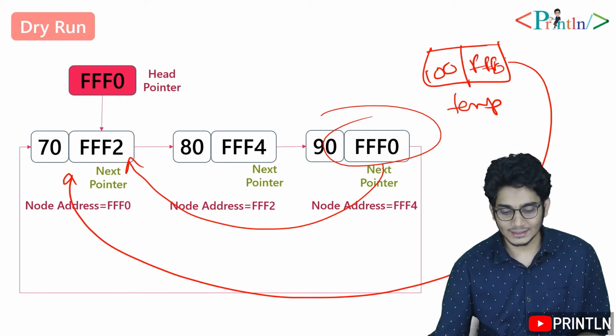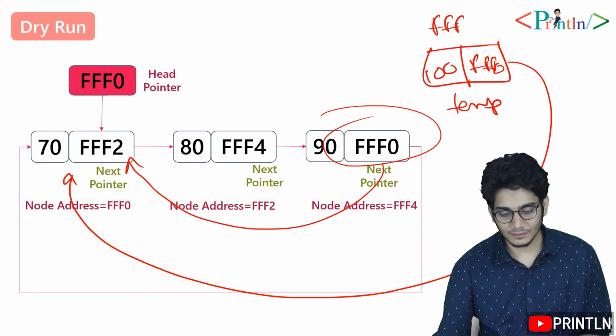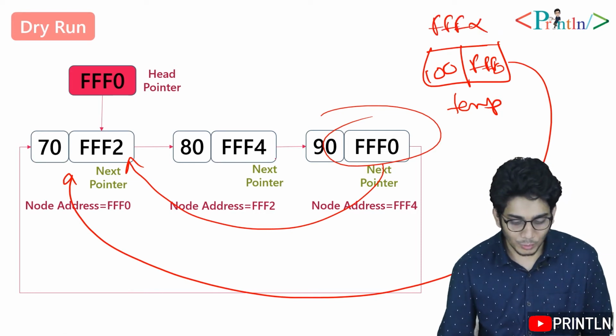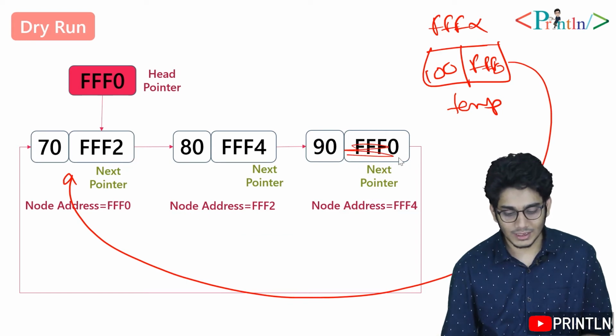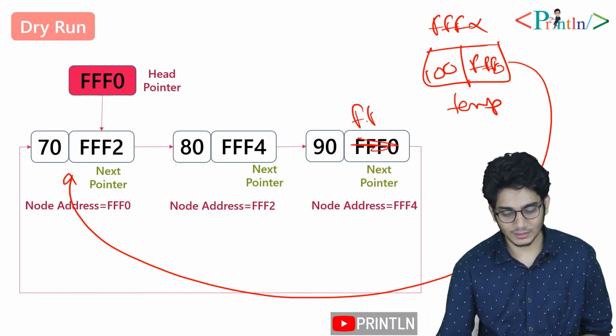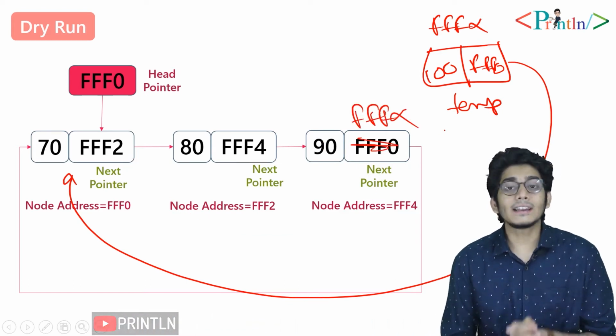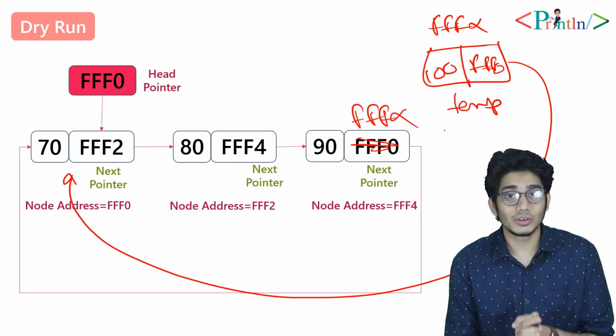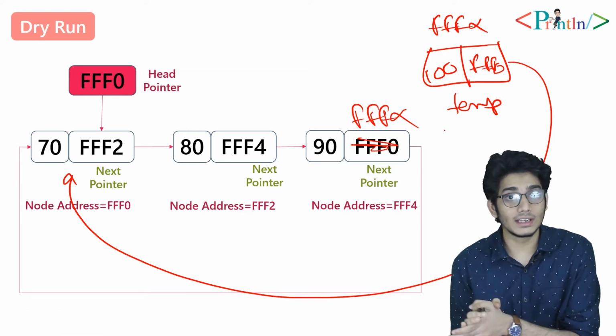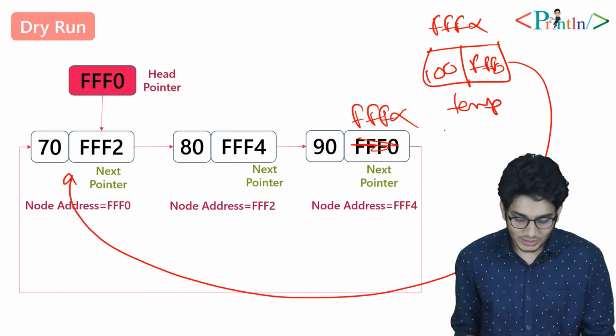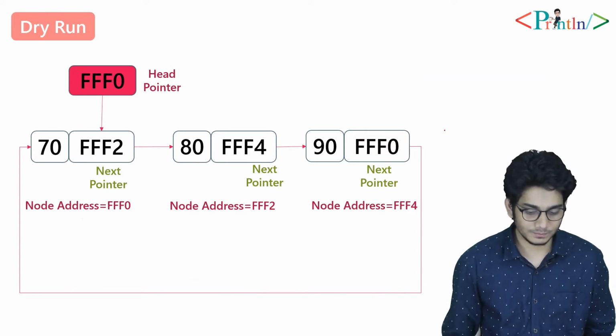Now let's say that the address of this temp is FFFX. So what do we have to put over here? We have to put FFFX over here. Then we can easily insert a node at the end of a circular linked list. So I think this portion is clear. Now we'll move to the code.